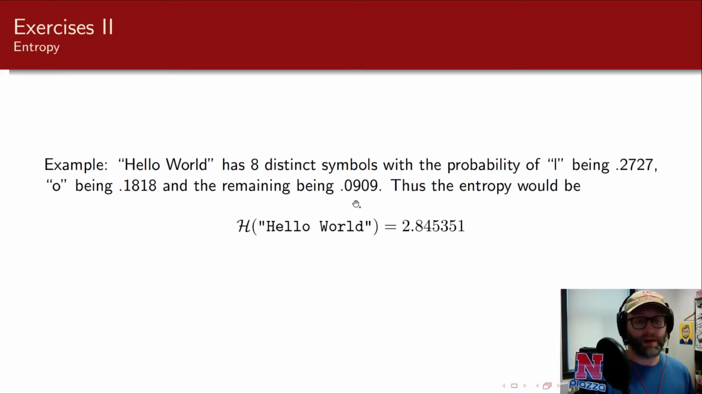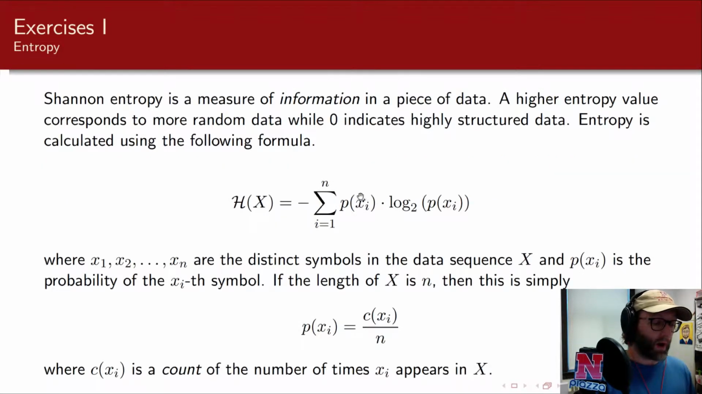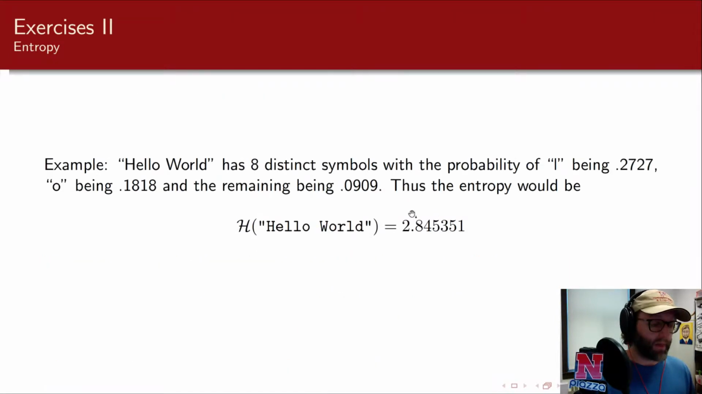And all the remaining ones are distinct, and therefore they have an equal probability of 1 out of 11, or 0.0909. And so if I apply that formula from before, where I take the probabilities and multiply by the log of the probabilities, log base 2, then I get this value right here, right?